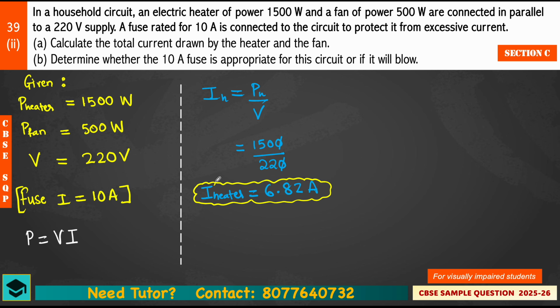Same process will go for the fan also. This time I am looking for the fan, so I'll put IF, but again it would be power of fan upon voltage. Now put the values: it was 500 divided by the same voltage, 220. So this will cancel out. This time we need to divide 50 by 22, right? So I'll be getting something like 2.27. So with respect to the fan, the current I got is 2.27 ampere.